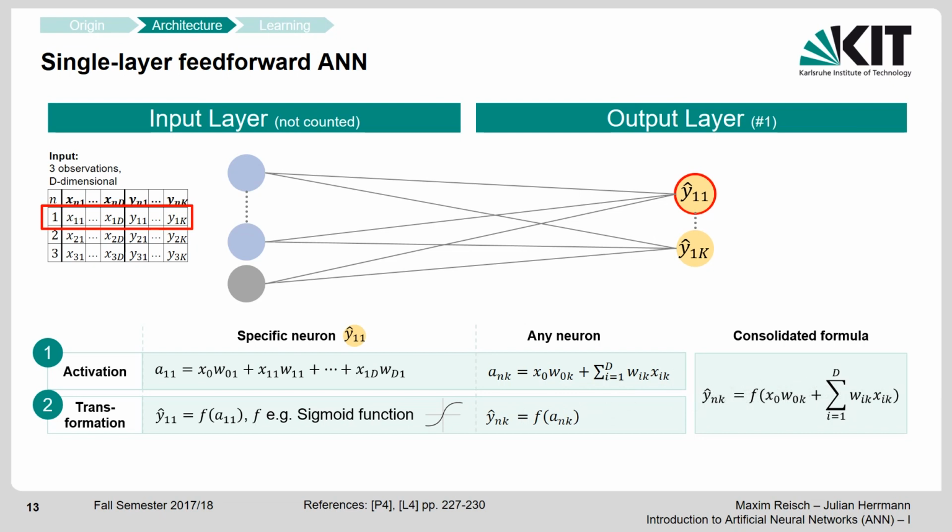These two formulas can be consolidated into just one single formula, which describes the whole functionality happening from the input layer to the output layer for one specific neuron and for one specific observation.